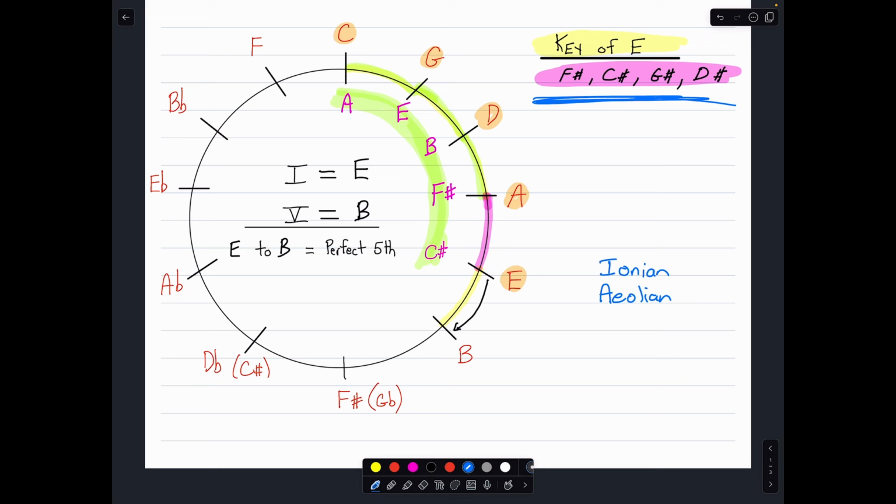Number 1 thing I want you to burn in your brain: E to B is a perfect 5th. B is the 5th scale degree in the major scale. It's also the 5 chord of that key. What does that mean? Well, let's go to the next page and let's chat.